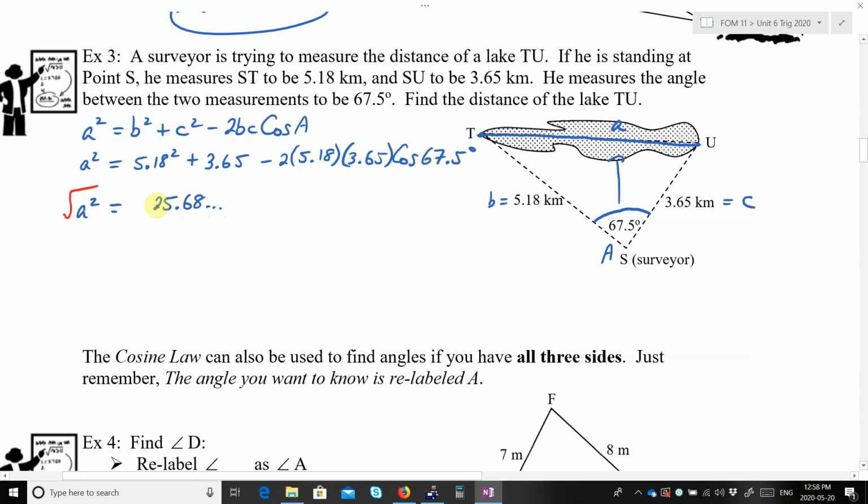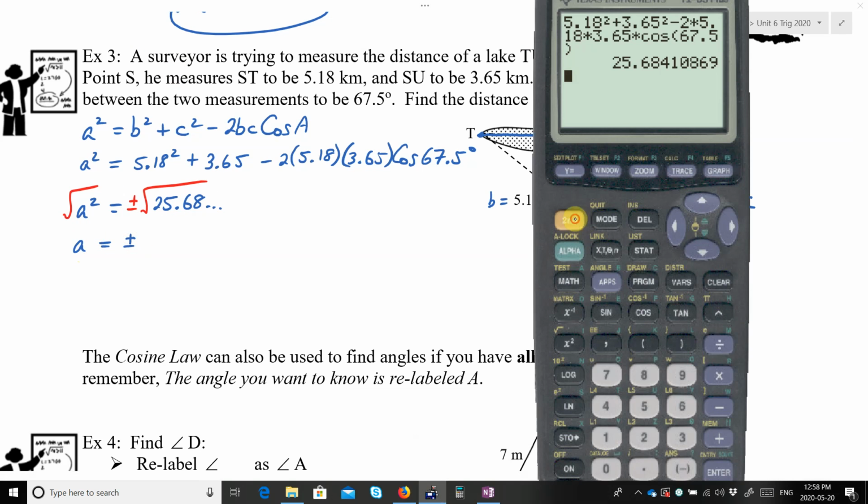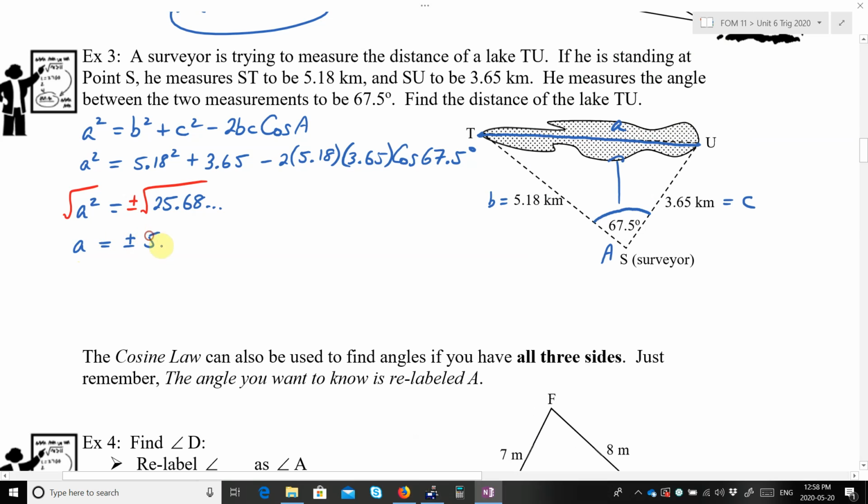And to get a by itself, go square root, plus or minus. A is equal to plus or minus 5.1. Therefore, A is equal to 5.1 kilometers.